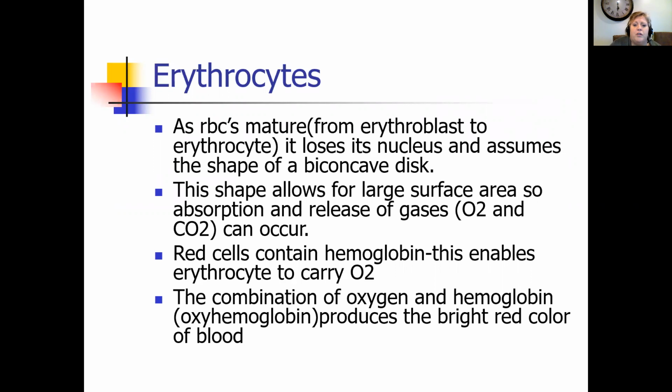This shape allows for a larger surface area, so the absorption and release of gas, which include oxygen and carbon dioxide, can occur. And red cells contain hemoglobin. This enables the erythrocyte to carry oxygen. Without hemoglobin molecules on the red blood cell, it would not be able to carry oxygen. And the combination of oxygen and hemoglobin, or oxyhemoglobin, gives the blood its bright red color.